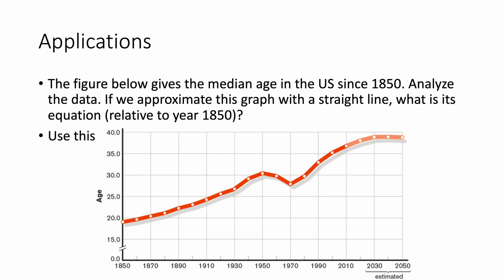If we approximate this graph with a straight line, what is its equation relative to year 1850? And then it says use this particular graph. So the first thing I need to do is actually draw that straight line. And then I need to take what I know about y equals mx plus b to write the equation of that line. And when it comes to y equals mx plus b, there's basically two things that I'm looking for. I'm looking for the slope and I'm looking for the y-intercept.